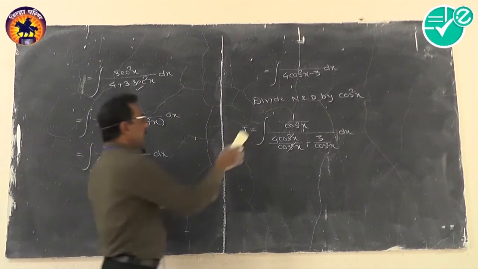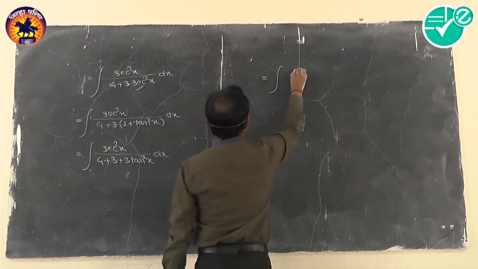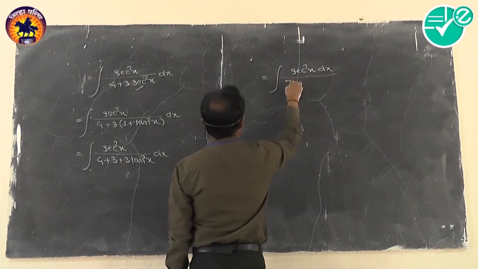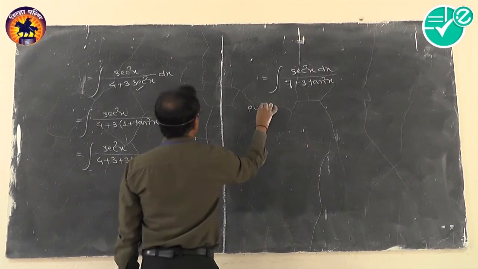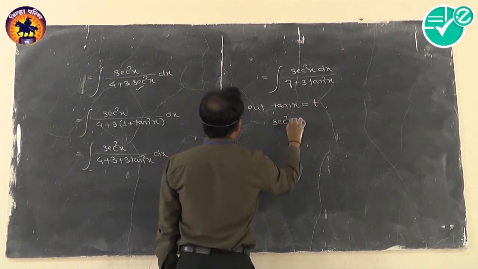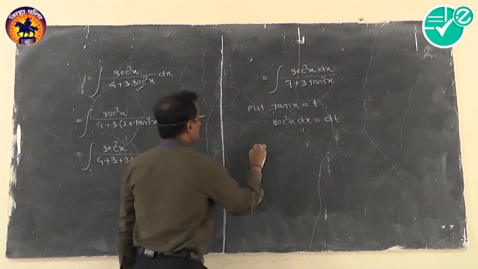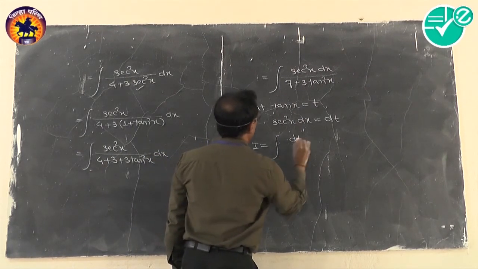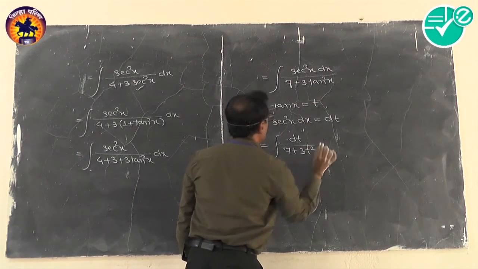Now it is a routine workout. The numerator is sec square x dx upon 7 plus 3 tan square x. I think after that, just put tan x equal to t. The derivative of tan x, sec square x dx, is equal to dt. Just observe this here. What is this capital I equal to? The numerator is sec square x dx. It is just dt upon 7 plus 3t square.